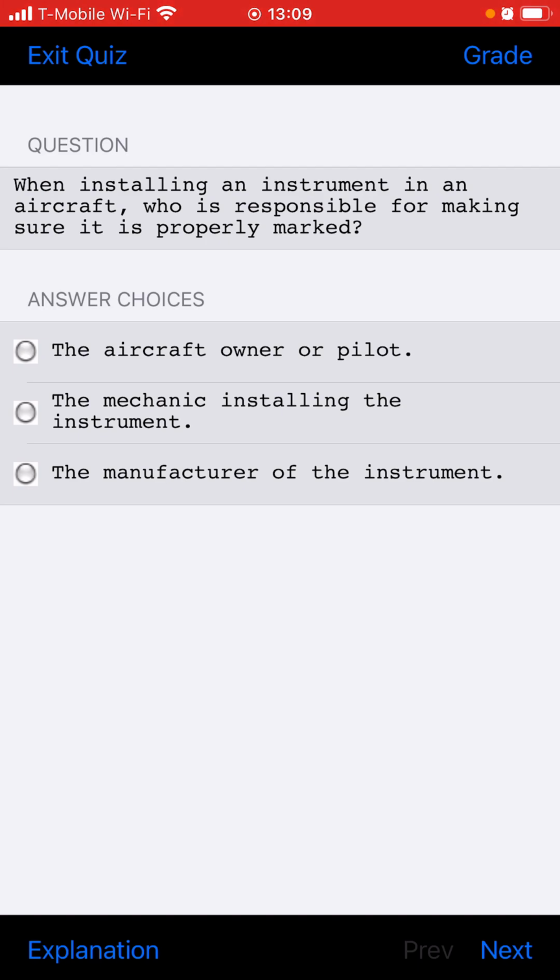What landing gear position must be indicated by regulation? Down and locked and up and locked. The landing gear positions that must be indicated by regulation are down locked and up locked.